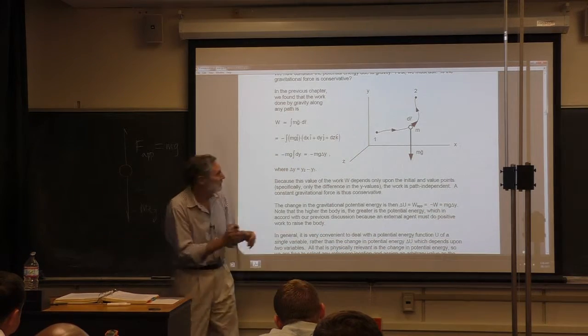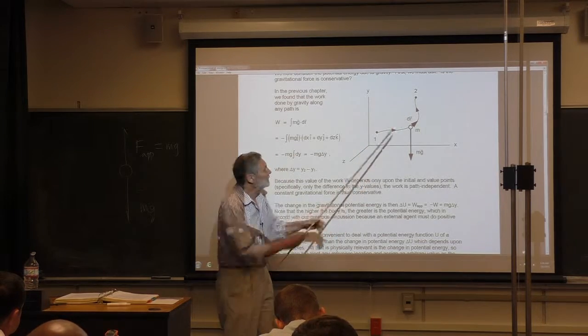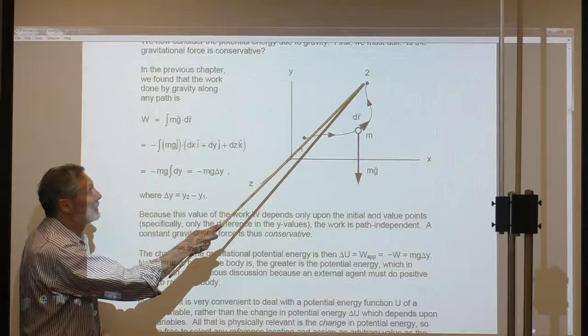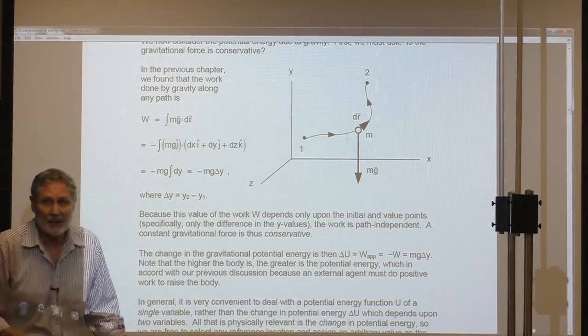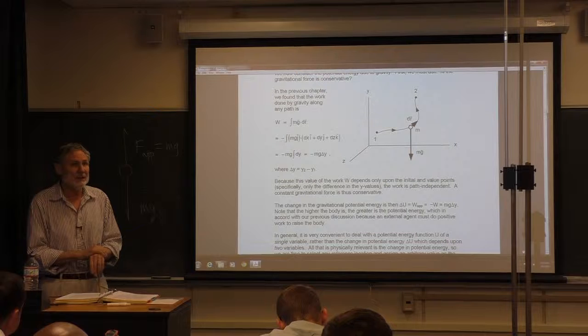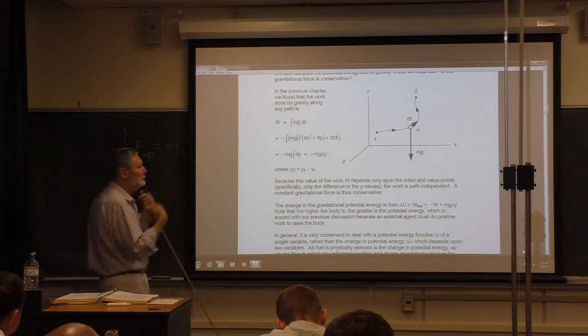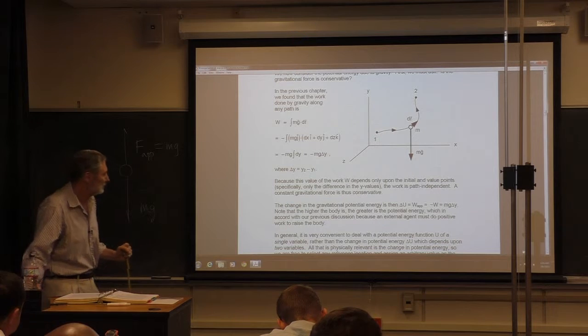Now, delta y is positive here, but we could go the other way, right? This could be our initial point. Delta y will be negative. The potential energy in the system has gone down, and the system has done positive work on us.